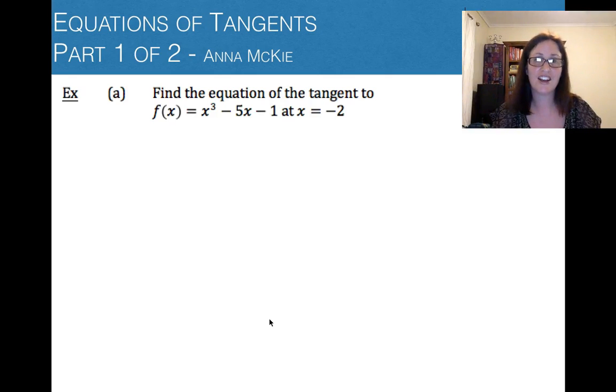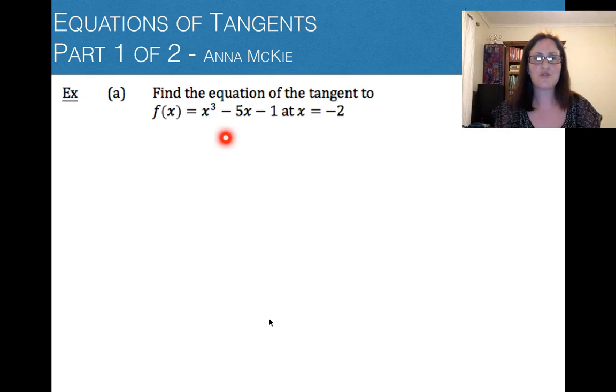Hello, I'm Anna Mackay, and this video is on the equations of tangents, and it's the first of two videos in the Applied Calculus series, following on from the Differential Calculus series. So here we're being asked to find the equation of the tangent. Up till now we've just been looking at slope for the most part.